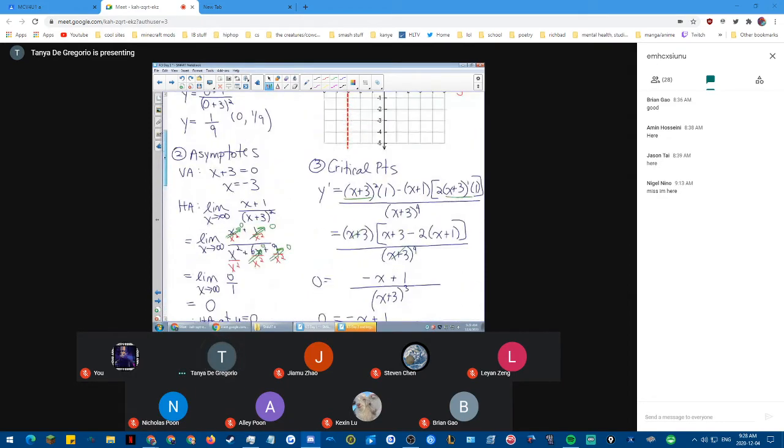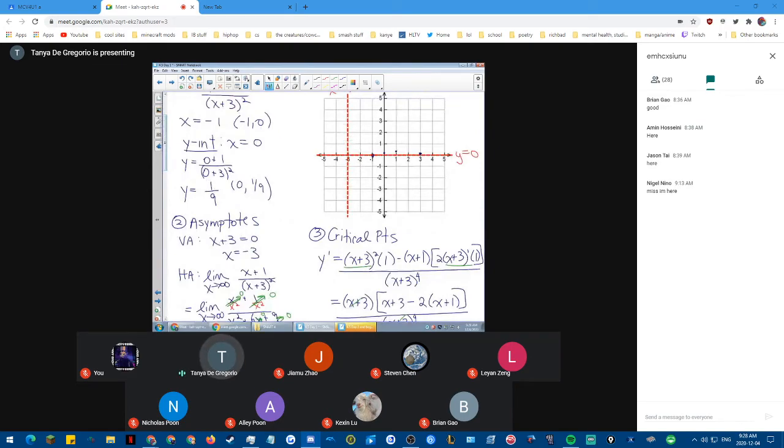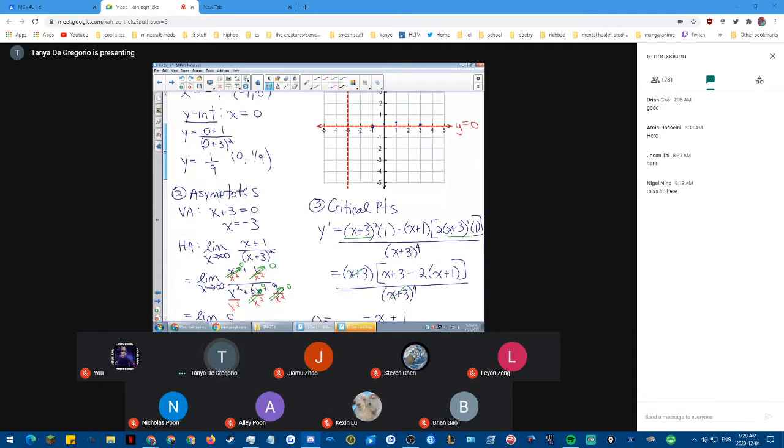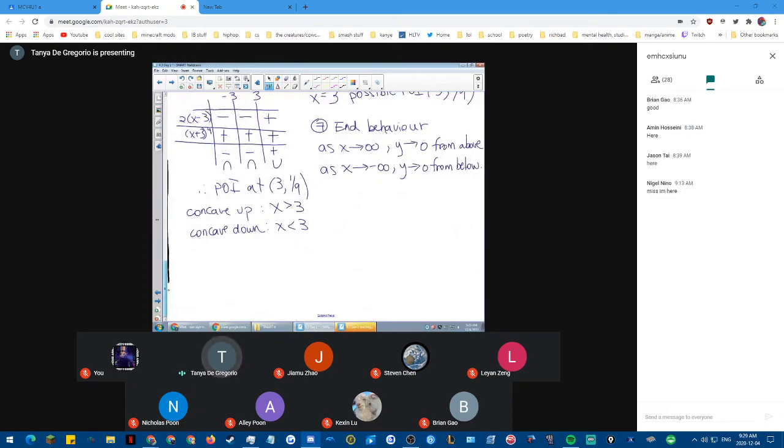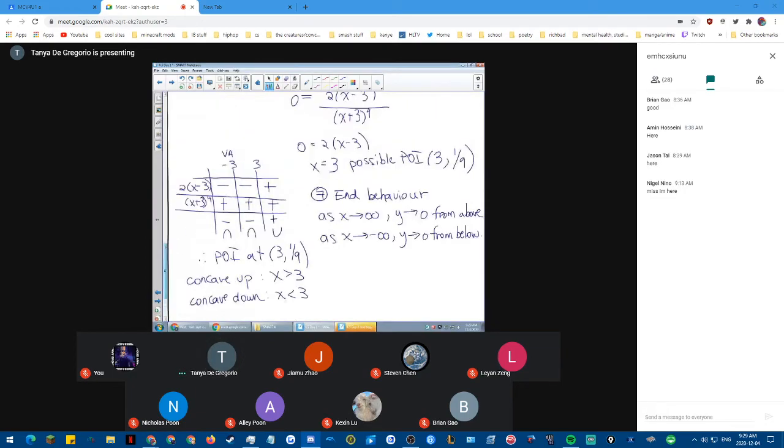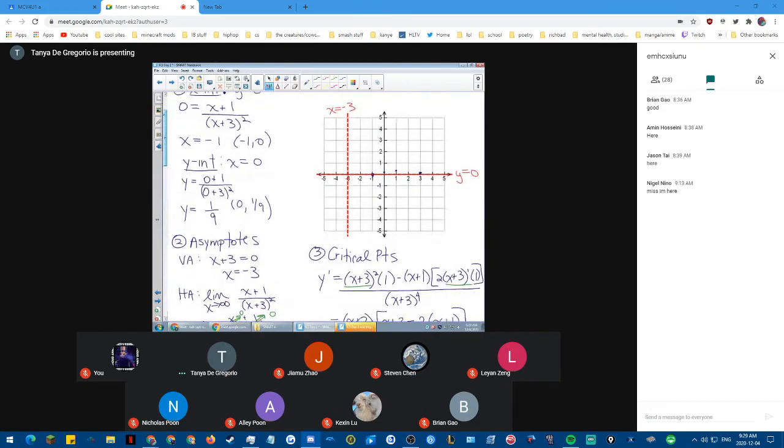So we have everything. So what's happening here? Well, we know that we are, what did we say? Concave down when we are, what was our concavity? Less than 3? So for all of this, we're concave down.